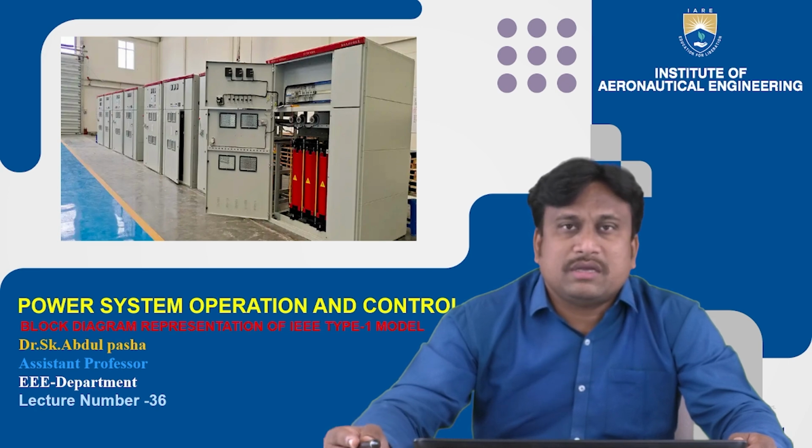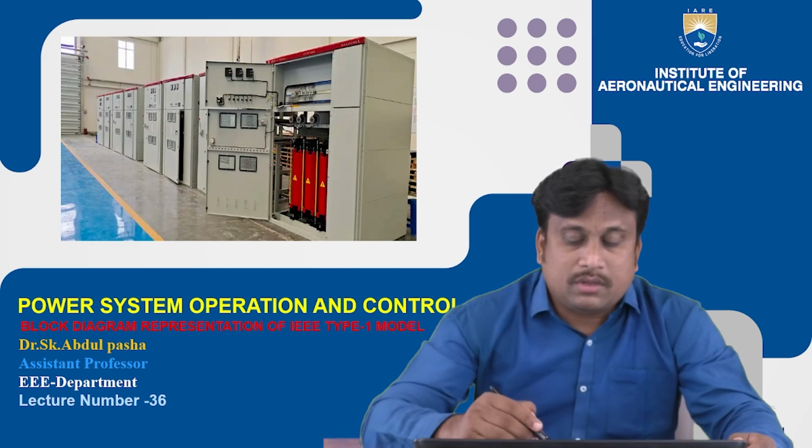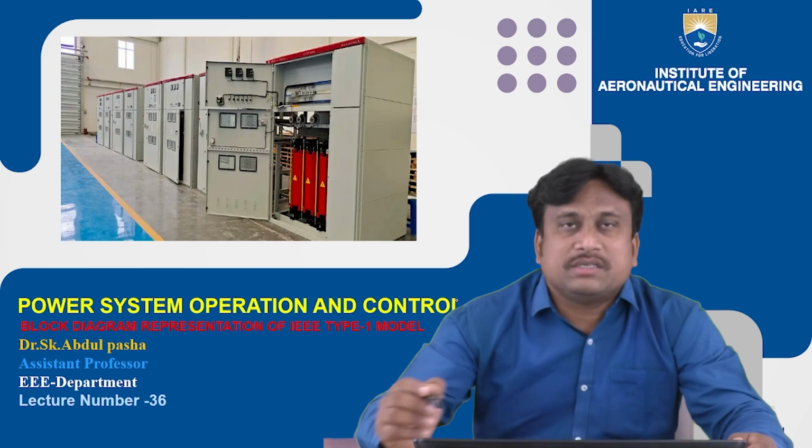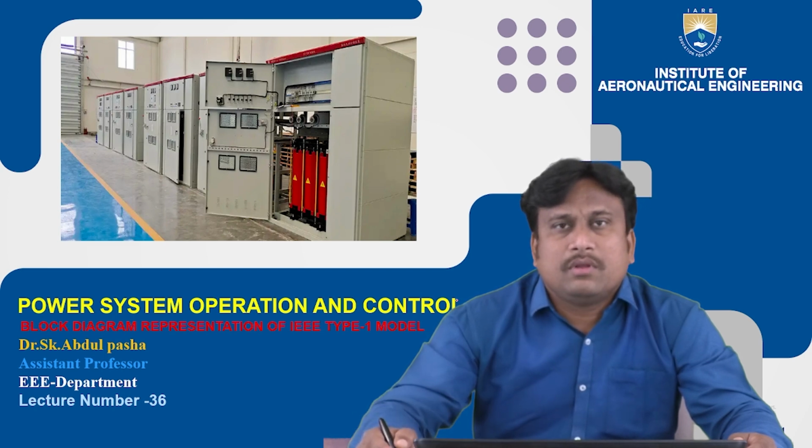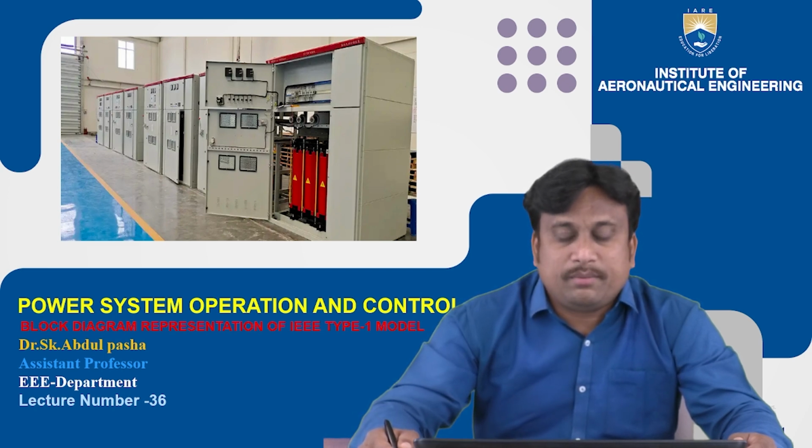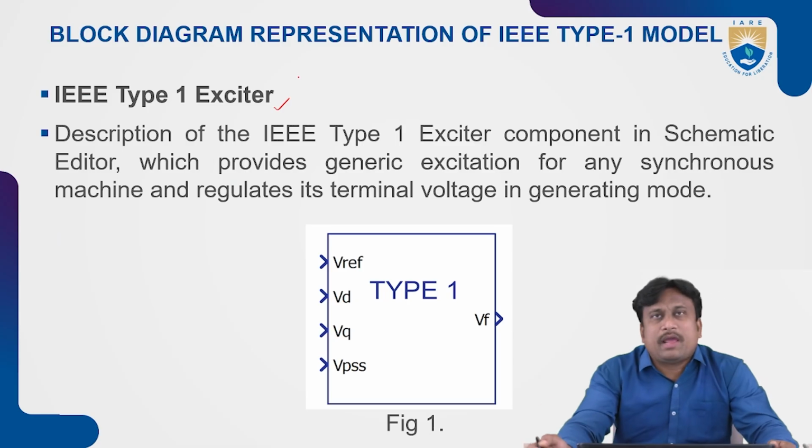So, we are discussing a course called Power System Operation and Control. Here it is about the IEEE Type 1 model presentation. How can we elaborate the IEEE Type 1 model, and what are its various block representations in the controller case that we are going to discuss in today's class. IEEE Type 1 exciter.